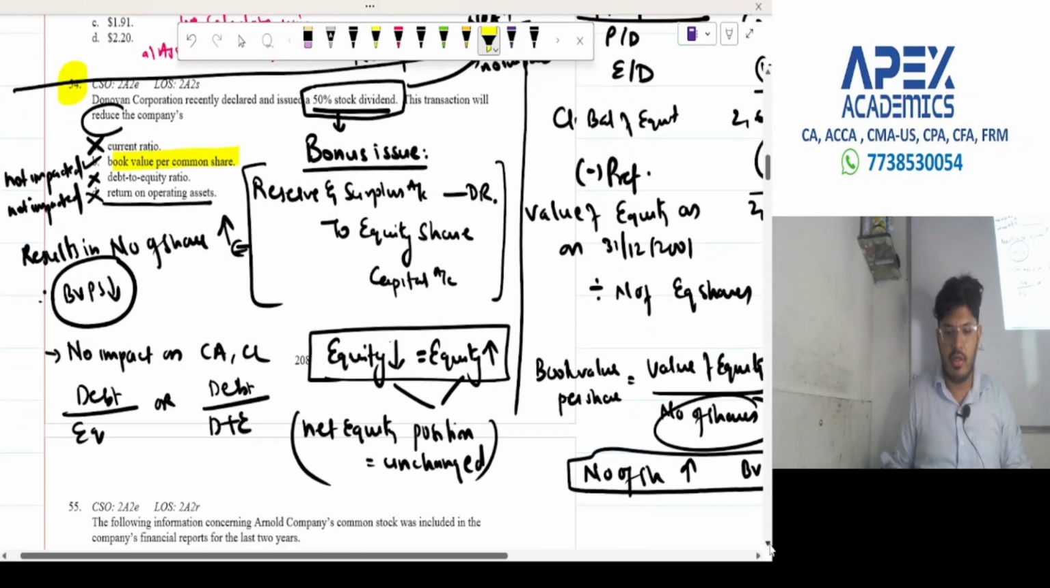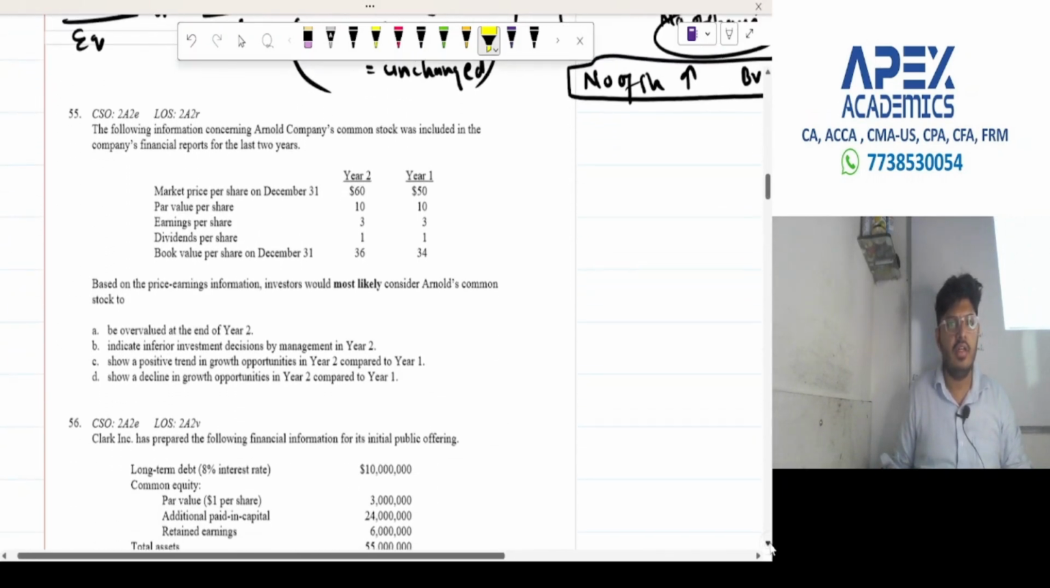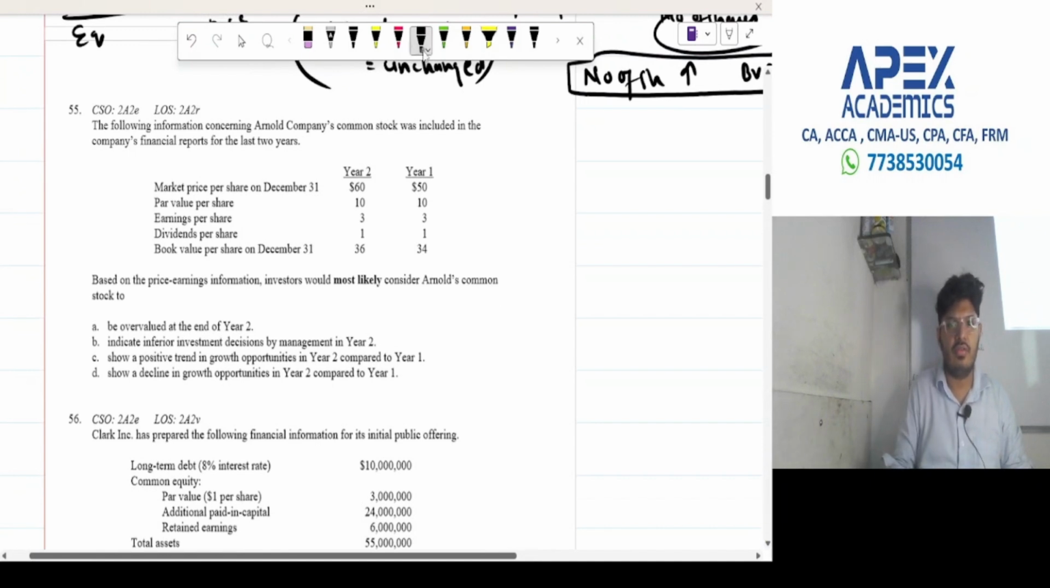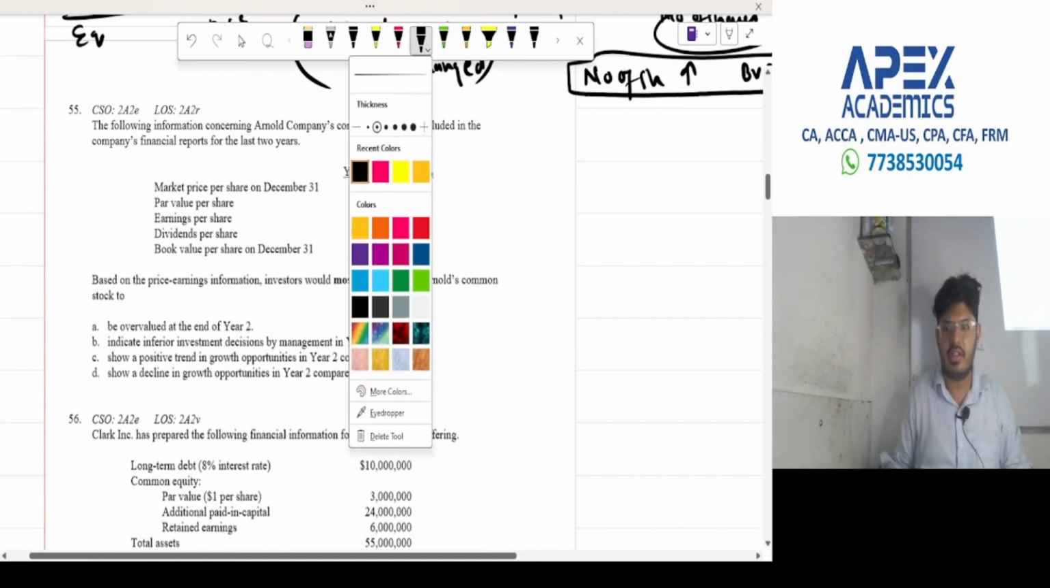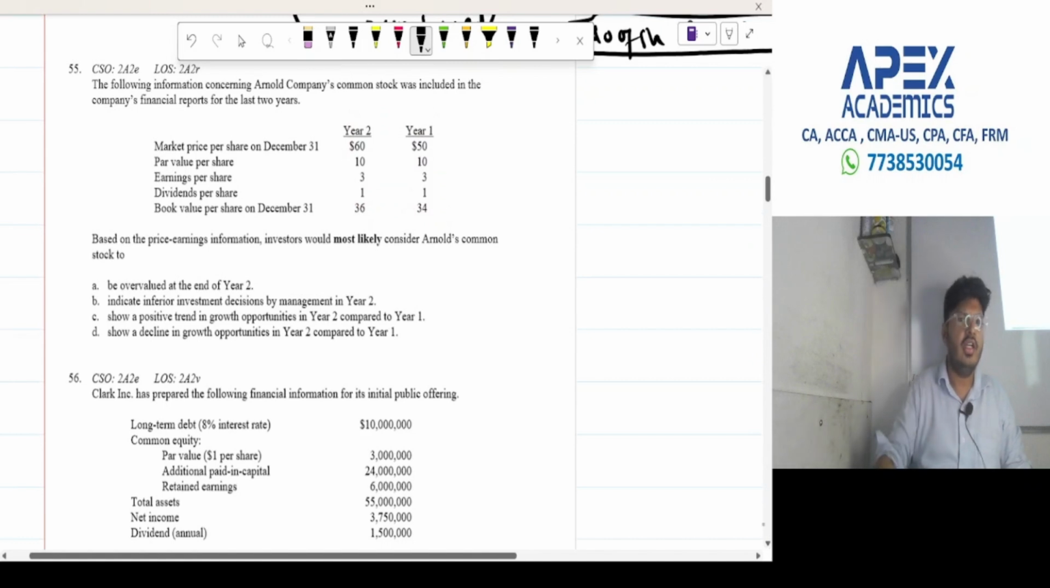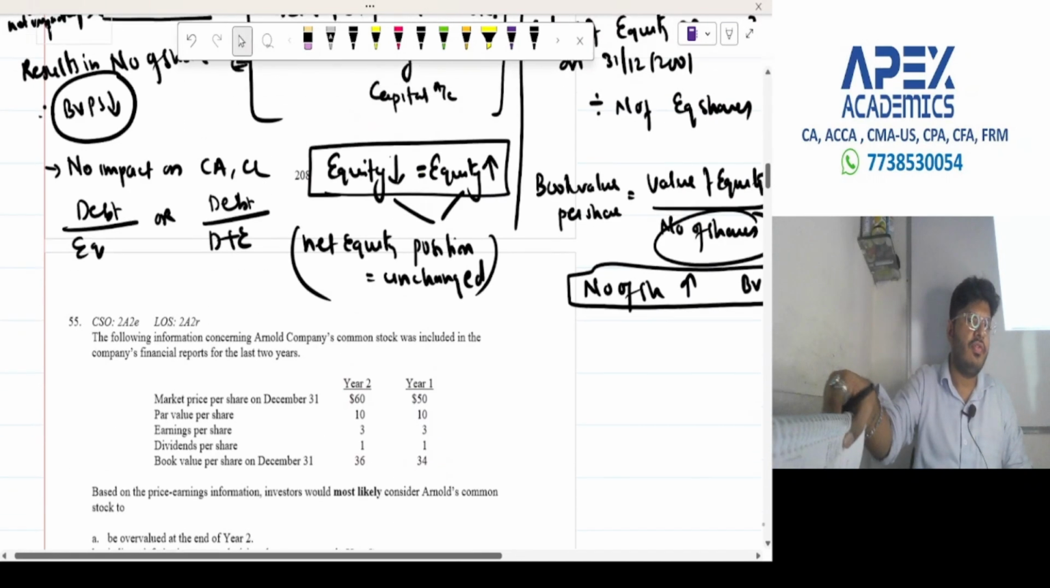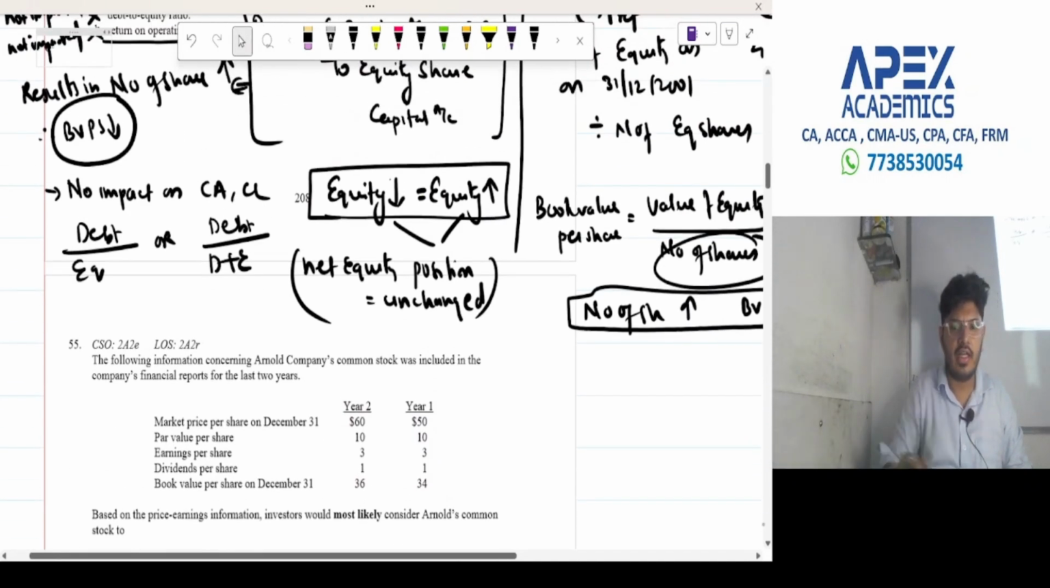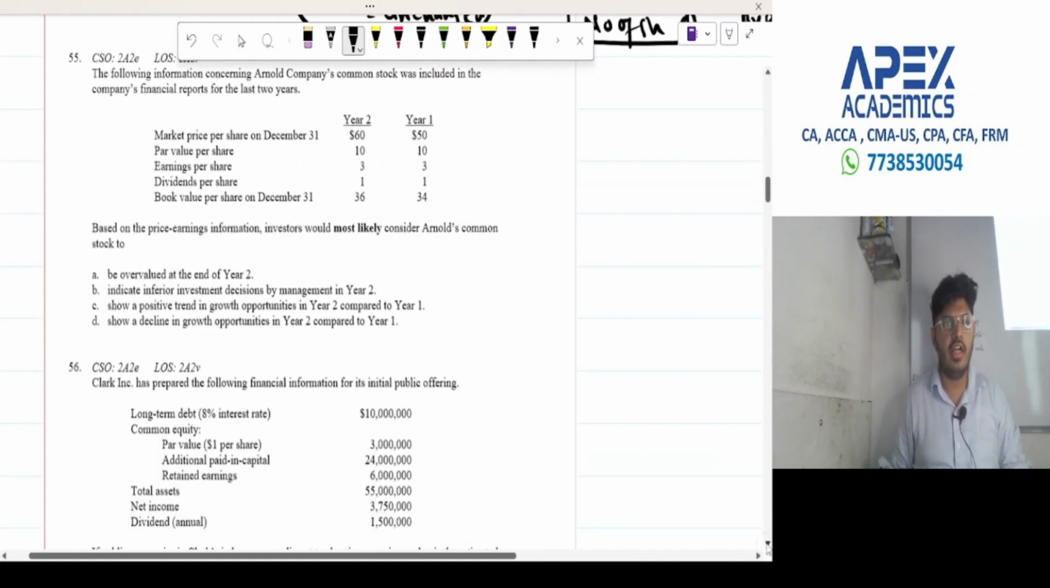Let's go to question number 55 now. 55 again is a good question. I just want to reduce the thickness. It's too thick, I think, for the screen. Just a second. Let's go to question number 55. The following information is concerning Arnold Company's common stock, which was included in the company's financial reports over the last 2 years.